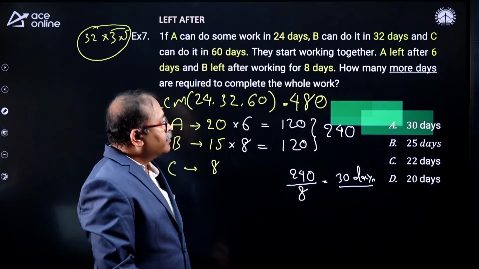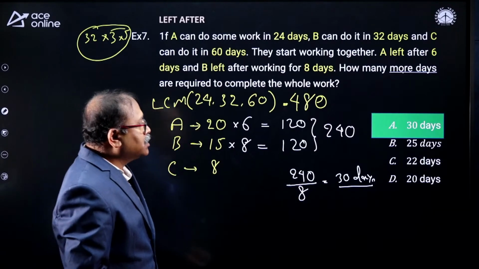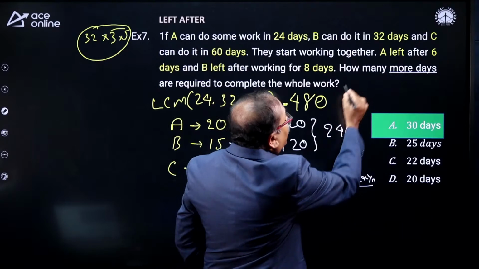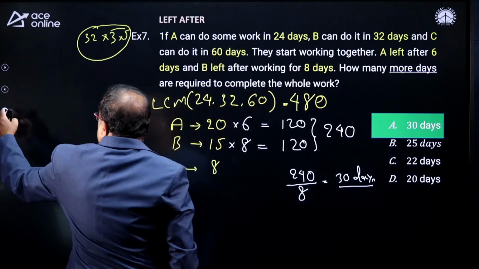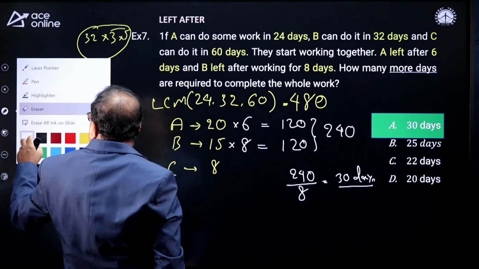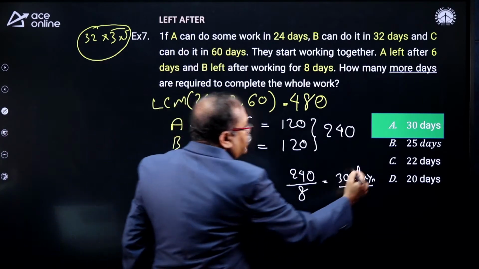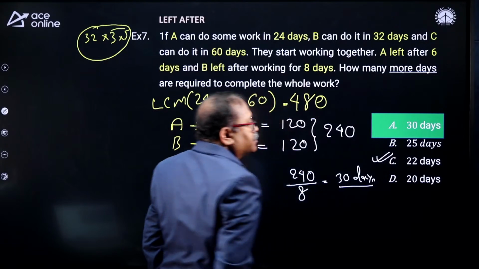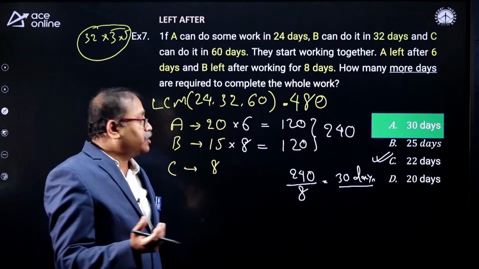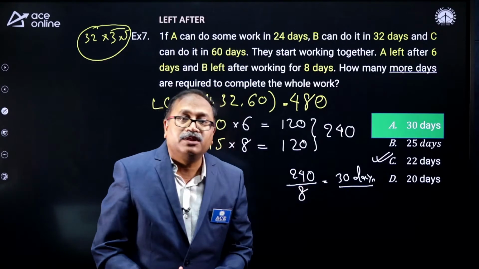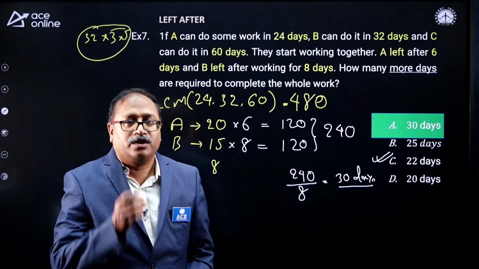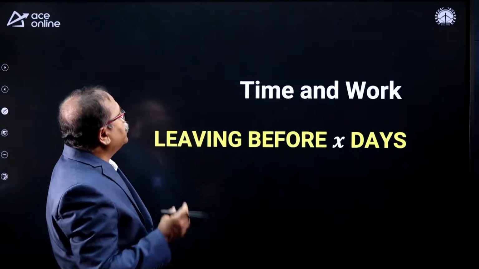Okay, Arvind, option 30 days is given. But as it is "how many more days," the option should be C. If the question would have been how many days it took to complete the work, then my answer would have been 30. Okay, moving to the next question over here.